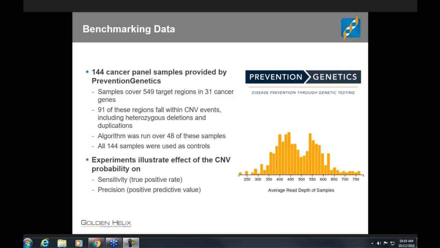And what we're presenting here is some experiments that illustrate the effect of the CNV probability, that is, the prior probability of a copy number variation prior to observing any evidence. These experiments evaluate the effect of that on sensitivity, that is your true positive rate, and precision, that is the positive predictive value, which is related to the false positive rate.